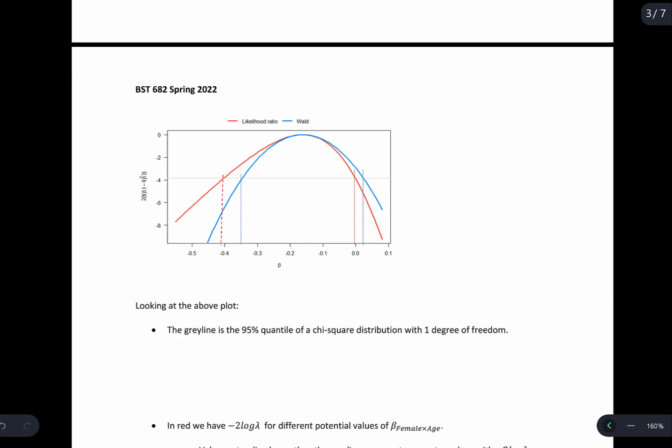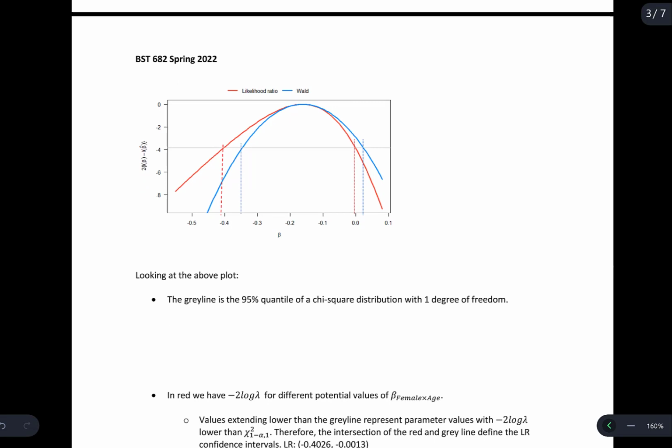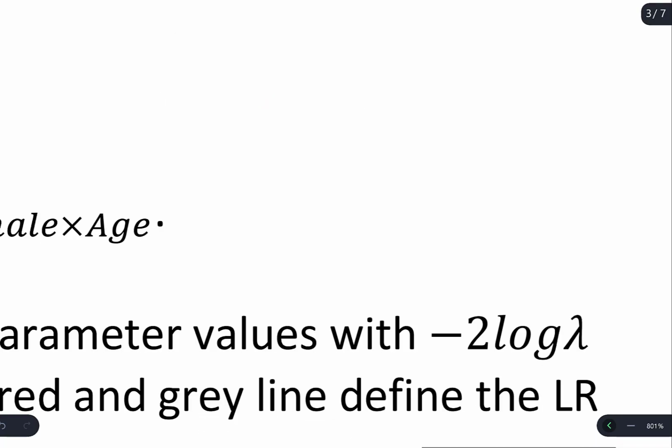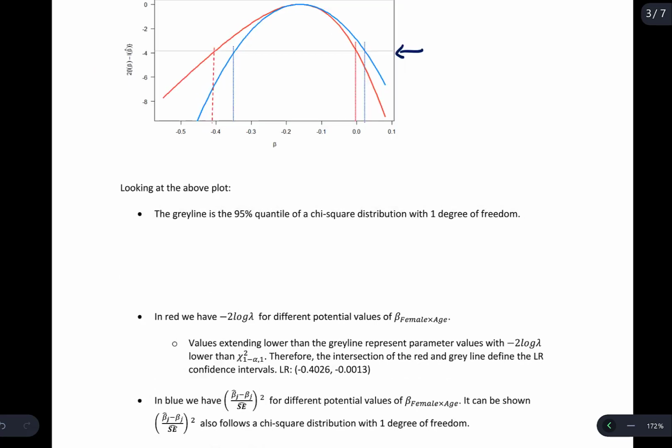All right, so here we have a plot, and what we're looking at is a comparison of the likelihood ratio and the Wald, as well as the chi-square distribution. Let's look at how we're going to do this. The first thing I want to focus on in this plot is this horizontal gray line. This gray line represents the 95% quantile of a chi-square distribution with 1 degree of freedom. Notice we have just 1 degree of freedom here because we only have one parameter that we're setting equal to a constant, that is, the interaction term.